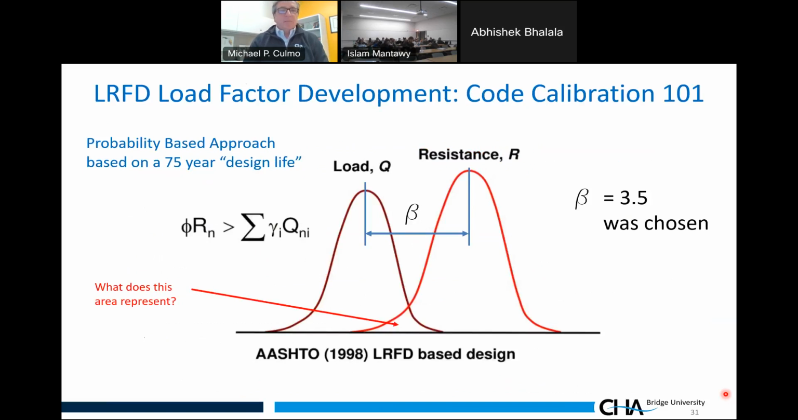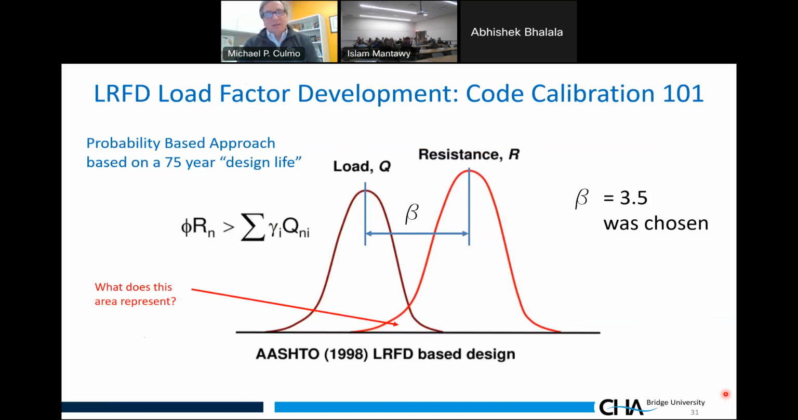So a little bit about how the code is developed. I mentioned before the LRFD code is a probability-based code. And this is the basic AASHTO LRFD basis of design, how the code was actually developed. Let's walk through these charts quickly.